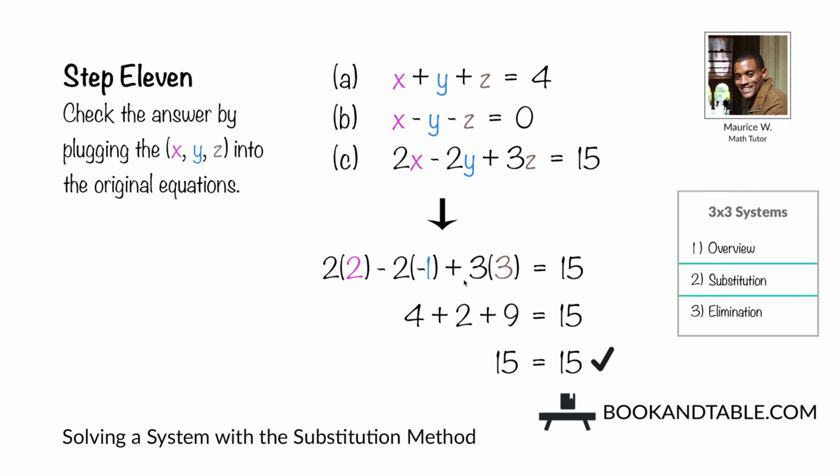In equation C, we get 2 times 2, which is 4. Negative 2 times negative 1 is positive 2. And 3 times 3 is 9, giving us 4 plus 2, which is 6. 6 plus 9 is 15. So the true statement 15 is equal to 15 confirms that these are the correct values for x, y, and z. So the solution to the system is the point where x is 2, y is negative 1, and z is equal to 3.